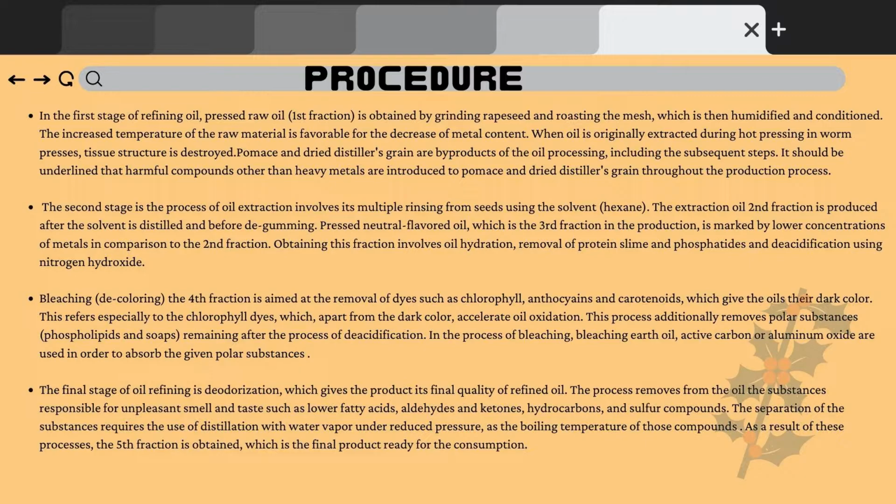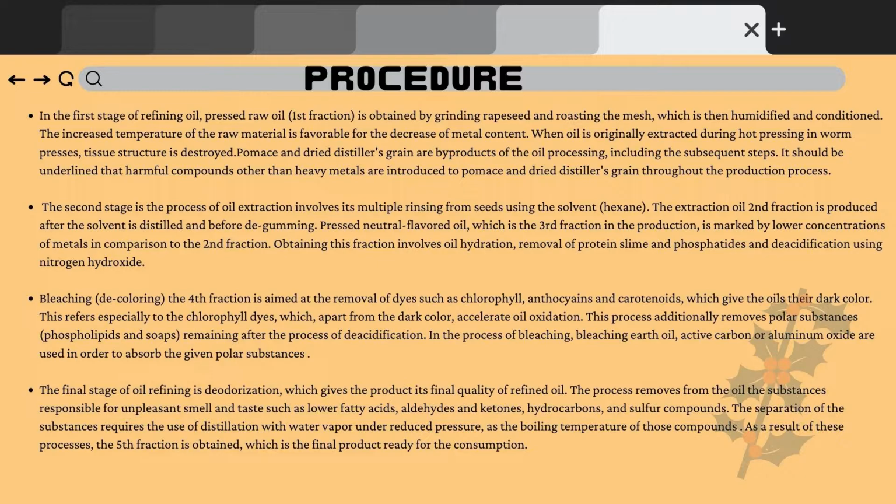Pomace and dried distillers grain are byproducts of the oil processing, including the subsequent steps. It should be underlined that harmful compounds other than heavy metals are introduced to pomace and dried distillers grain throughout the production process. The second stage is the process of oil extraction, involving its multiple rinsing from seeds using the solvent. The extraction or second fraction is produced after the solvent is distilled and before degumming.